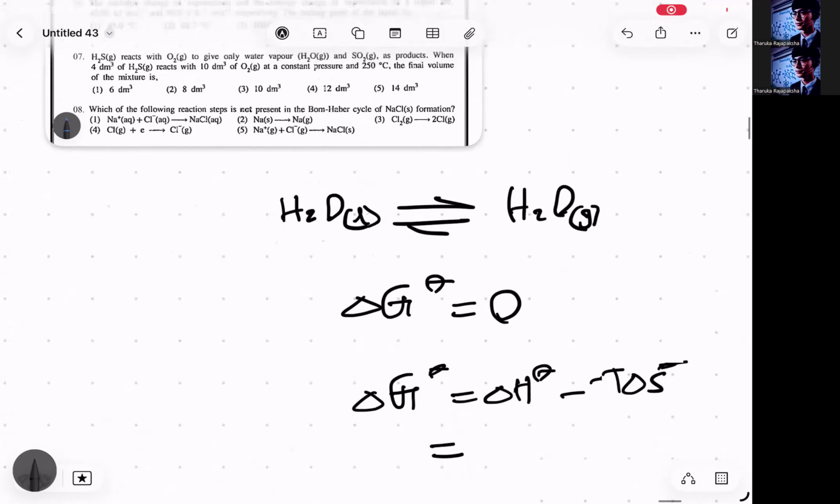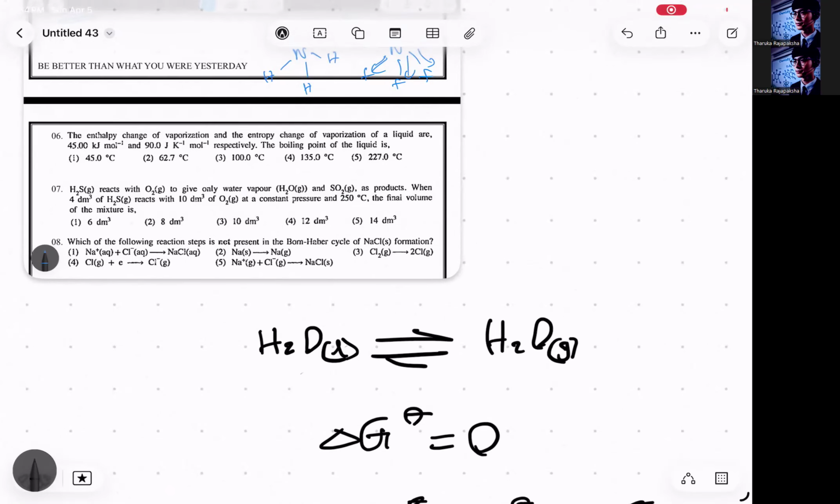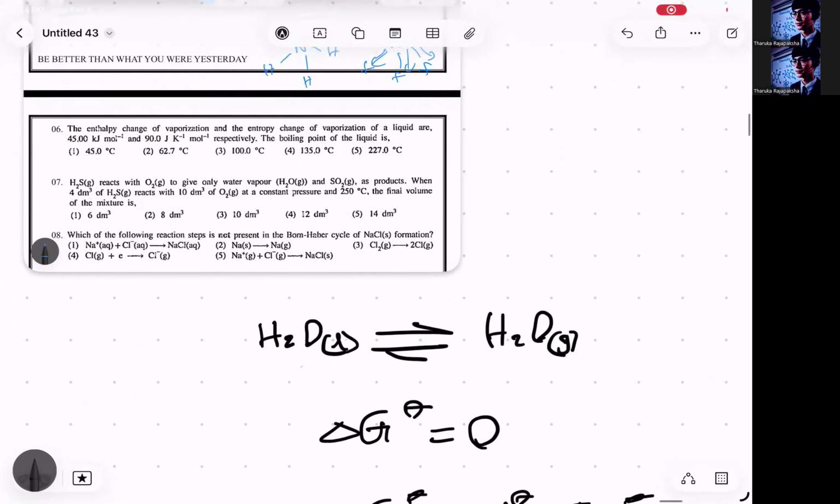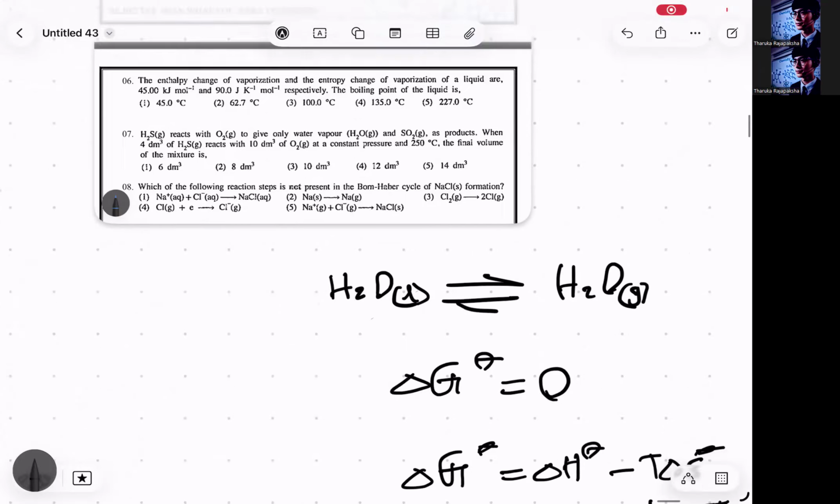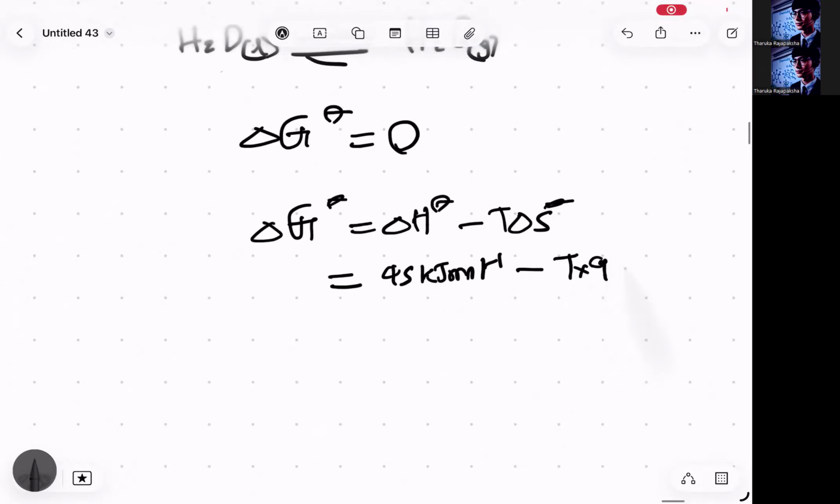Right? So delta H is going to be the enthalpy change, and that's 45 kilojoules per mole, minus T delta S. T we don't know, we have to calculate. Delta S is 90 joule per Kelvin per mole. Then you can take it to the other side. Delta G is actually 0. So T into 90 is equal to 45 into 10 to the power 3.